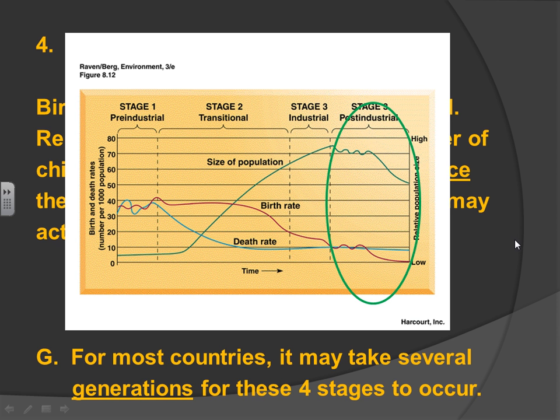For most countries, it may take several generations for these 4 stages to occur. Like we said, when you really started seeing stage 2 beginning to occur anywhere was around 1700. So we're talking about 400 years that it has taken for all of this to occur, for instance, in industrialized countries. Now, in developing countries where it's not industrialized, they may still be in, like, stage 2. So they're still showing an increase in population size, even though their birth rates and death rates may be dropping.